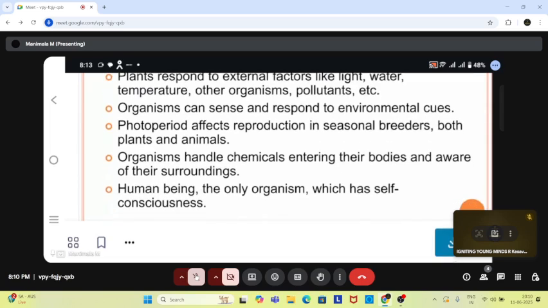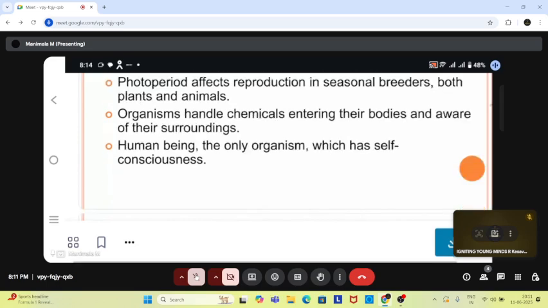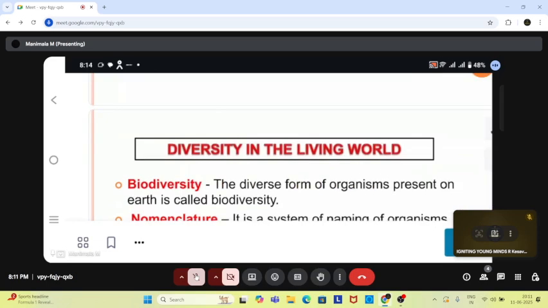Organisms are aware of their surroundings, and if any chemicals enter the body, we are able to respond to them. Human beings are the only organisms with self-consciousness, compared to other organisms, because we have a sixth sense. We also have a well developed nervous system to control and coordinate, with a brain and spinal cord for self-consciousness and to respond to stimuli. These are the general characteristics we have in our body.